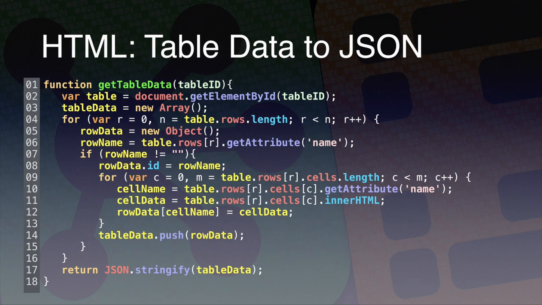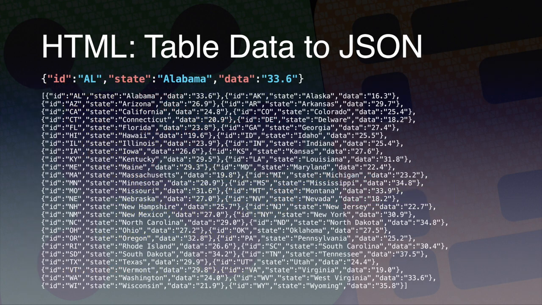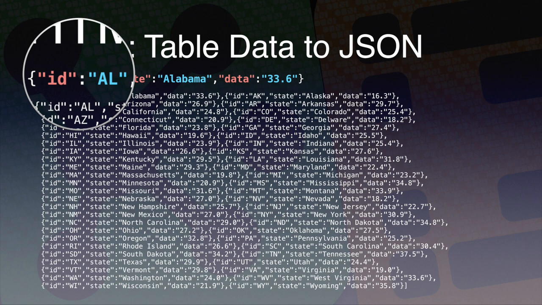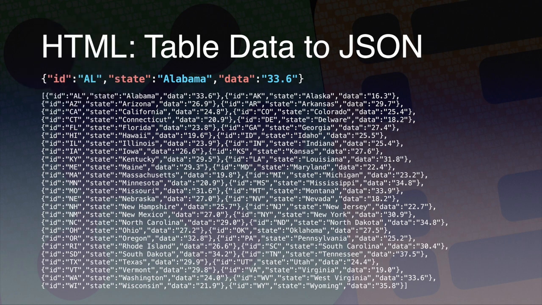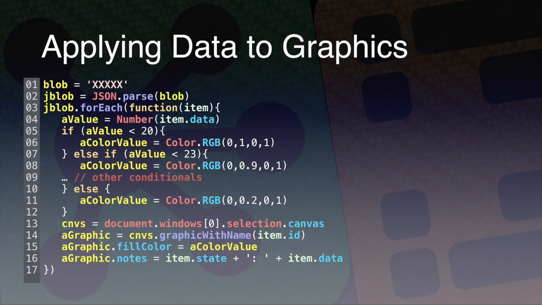So the HTML table data is converted to JSON with the standard HTML function that basically extracts the cells out of the table and makes an object record. It pulls out something that looks like this, right? So notice that your ID is Alabama. AL is the postal code. That's your unique identifier. And then here's how you apply that data to the graphics.